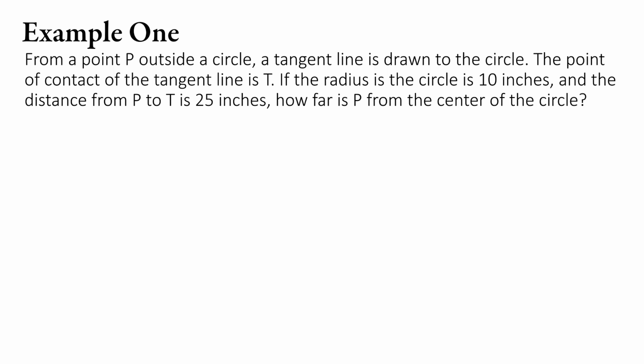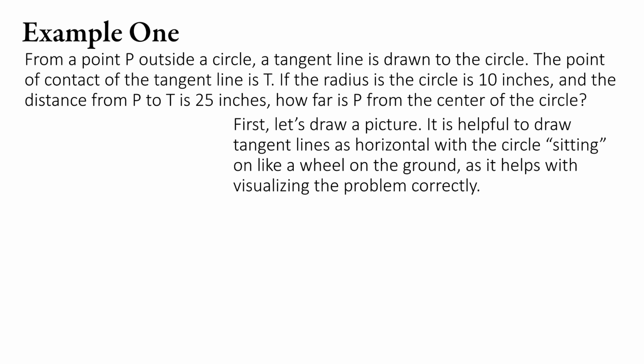Well, this is pretty useless without a diagram. We need a picture to start off with. So when we do these tangent line problems, it's very helpful to draw the tangent lines as horizontal with the circle sitting on top of it, like so, sort of like a wheel sitting on the ground. If you can, you should always try to draw or rotate your page so that the picture looks like this. It helps you visualize what's going on correctly.